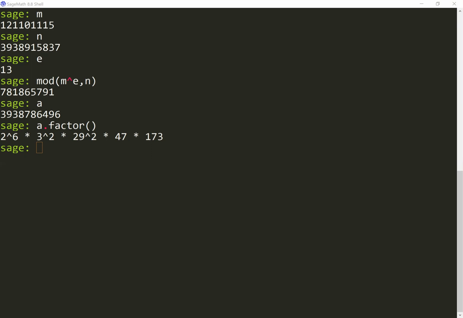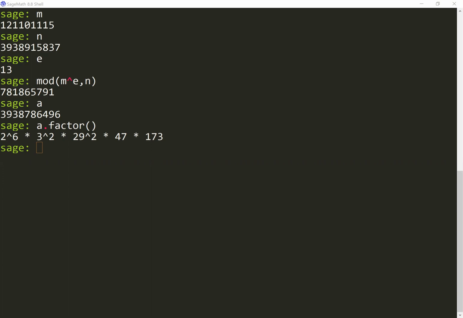Also you have 13d congruent to 1 mod the other factors. Where do these numbers come from? 2, 3, 29, 47, 173 come from the factorization of phi n. 13 times d congruent to 1 mod 47: to solve it, use Sage. D is 29 mod 47.